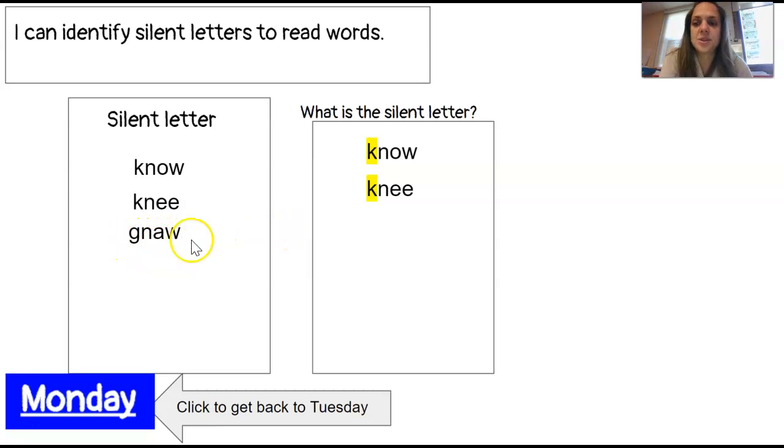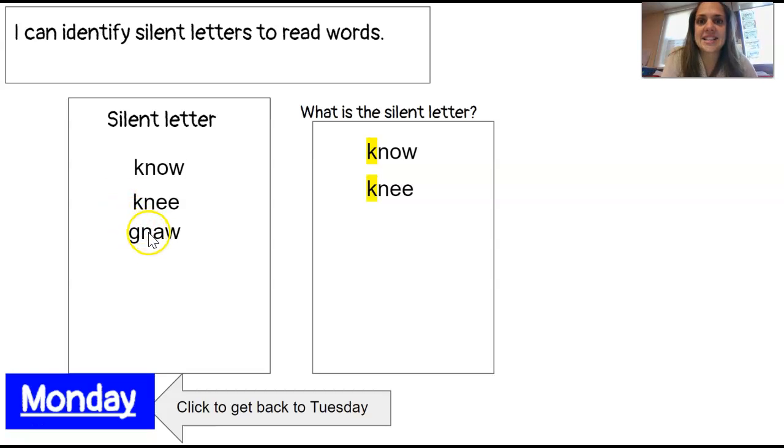Okay, here is a word. It looks tricky. I see a G-N-A-W. I'm going to use what I know. I know A-W makes an aw sound. And I know we're going to have a silent letter. So I'm going to try and read this, knowing that I'm going to have a silent letter. I'm going to try and read it two different ways.